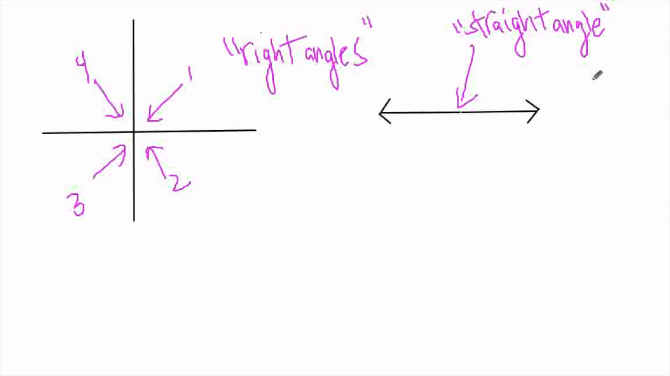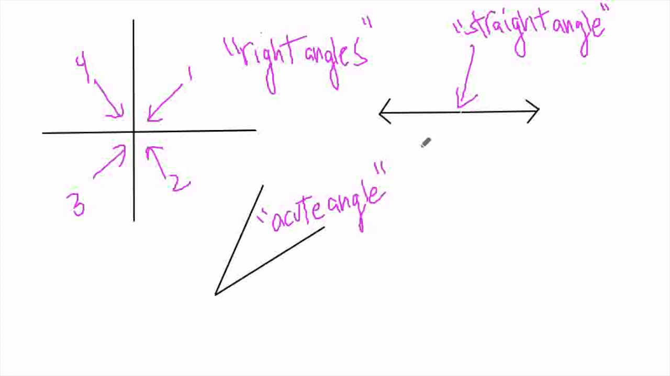And then in terms of these, we can define other angles. If you have an angle whose opening is smaller than a right angle, that's called an acute angle. If you have an angle that's bigger than a right angle, but the opening is smaller than a straight angle, if you meet those criteria, that is called an obtuse angle.